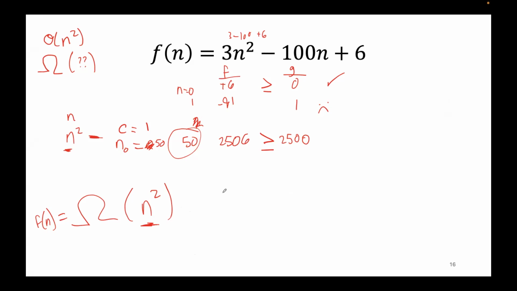Question. G of n is n squared. I would also maybe argue that G of n could be n as well, right? Remember, this is a set. The big omega is a set of functions that are lower than f of n for some constant and for some value that we start counting after that, right? So n squared is one that we happen to figure out computing. N is probably also acceptable.